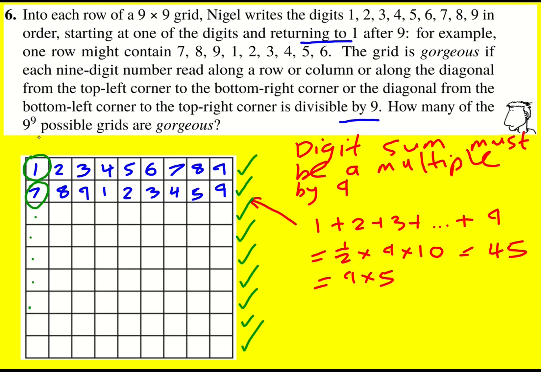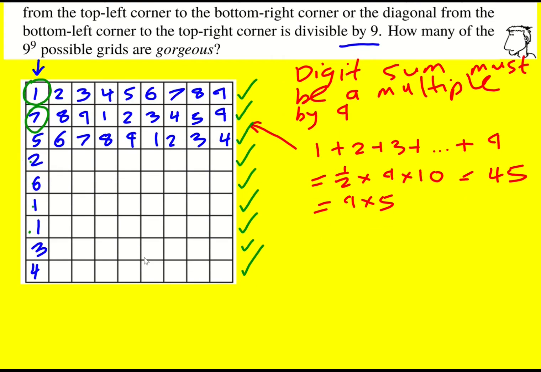Now, let's write a few more numbers in and investigate the first column, for example. So maybe I start with 5 here, 2 here, 6, 1, another 1, 3, and a 4. And then obviously I'd carry it on 6, 7, 8, 9, 1, 2, 3, 4, and so on. Okay, let's look at the column sum. I'm going to get 8 plus 5, 13, 15, 21, 22, 23, 26, and 30. So this isn't going to be divisible by 9.